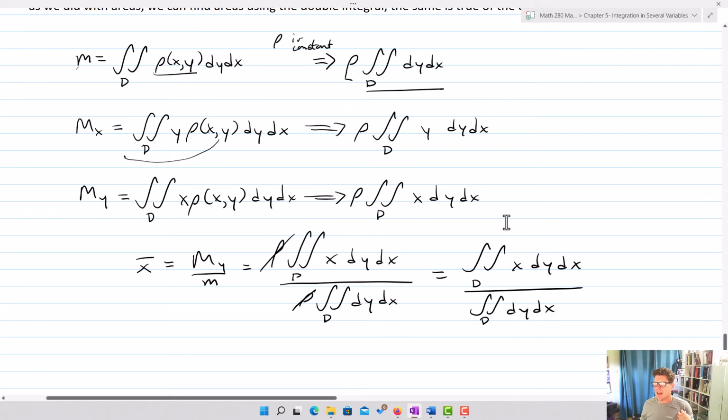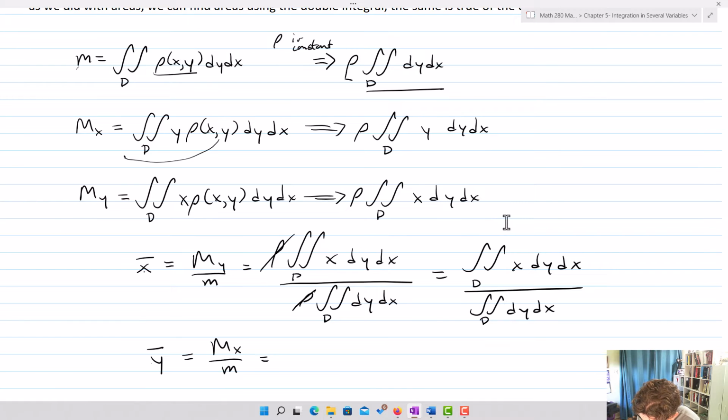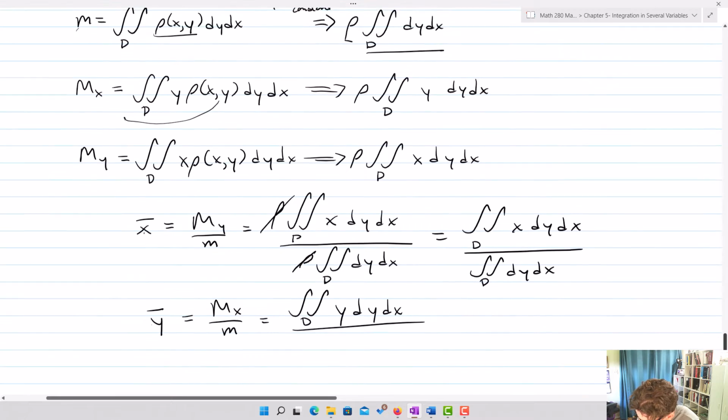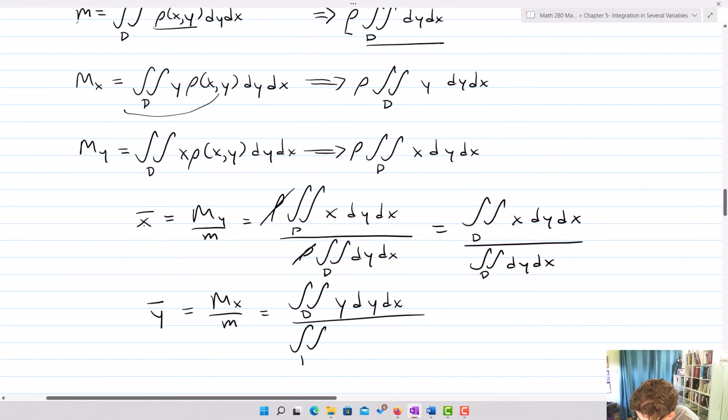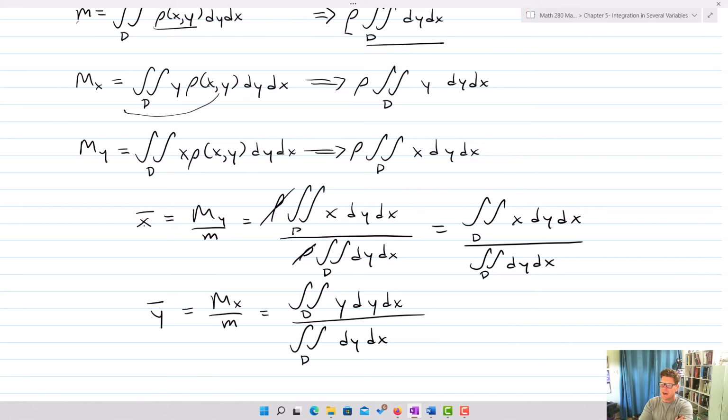Okay, so that actually is our center of mass. With regard to the x-axis, y bar, which is Mx over m, is going to equal, along the same lines, the double integral over the region D of y dA divided by the double integral over D of dy dx. And so our center of mass is going to be given by x bar and y bar for the centroid.